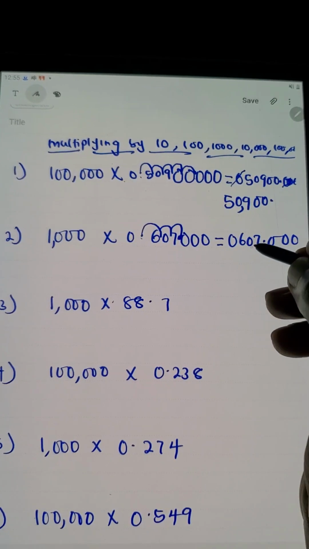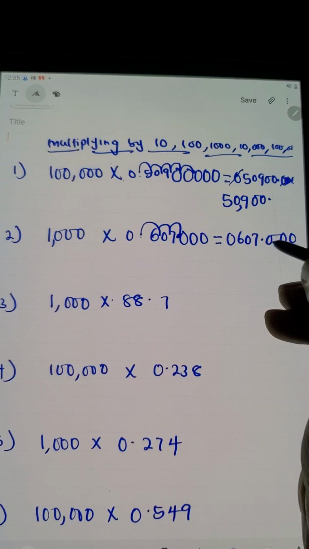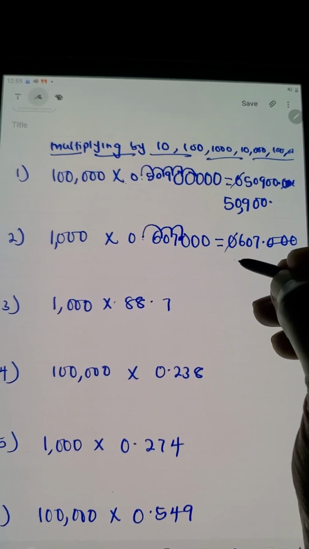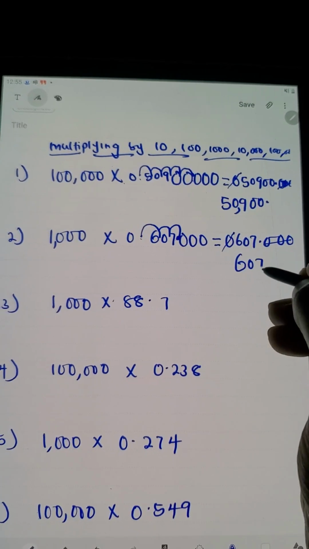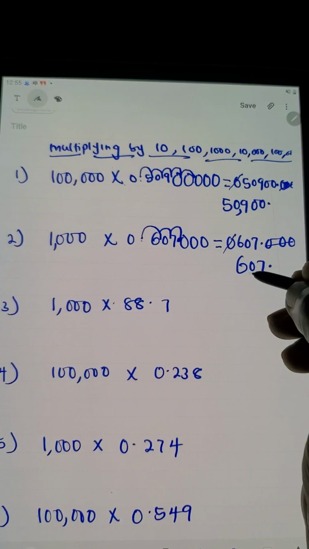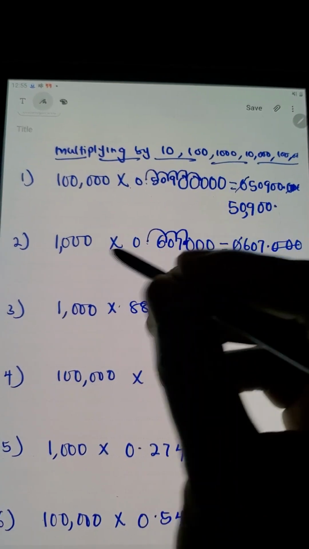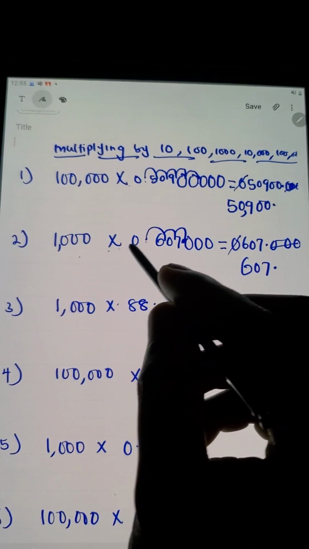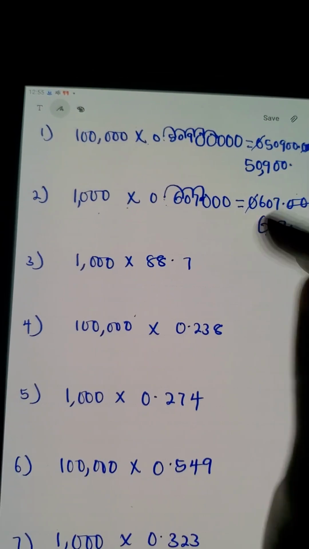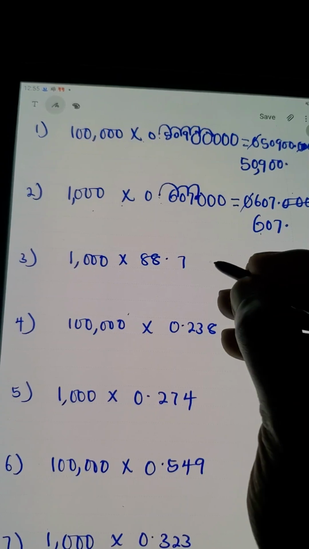0607.000. And I told you any zero after the point you can decide to cross out, and if a zero starts a number you cross it out. Then the final answer is 607 point 0, and 607 point 0 is still the same thing as 607, which means 1,000 times 0.607 is 607.